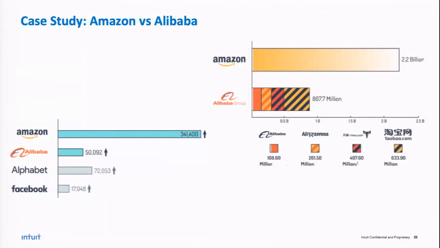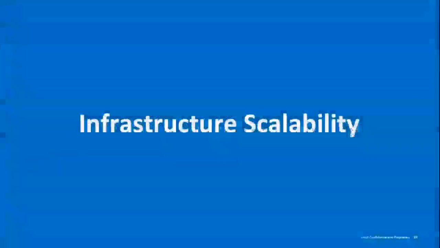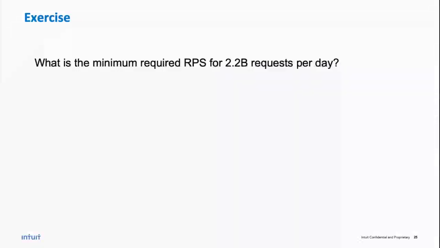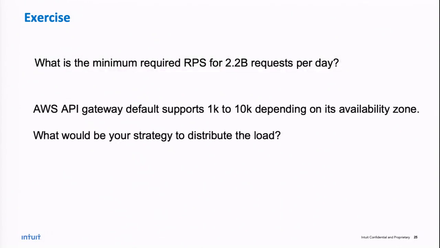Let's say I want to have a very scalable infrastructure, and I want to support 2.5 million requests in one day. Then what is the request per second you need to support? Can anybody calculate quickly? What should be the request per second if I want to support 2.2 billion requests in one day?